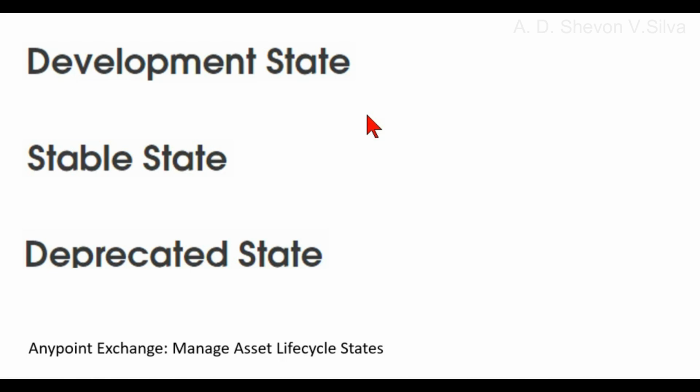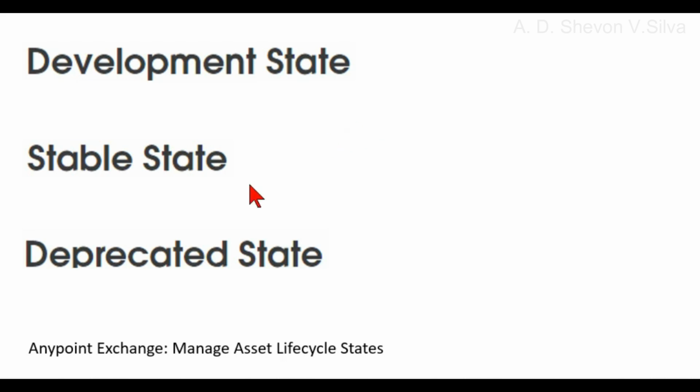The public portal does not show the asset version in the development state. Anypoint Platform products other than Exchange, such as Anypoint Flow Designer, Anypoint Studio, or Anypoint Data Graph, do not consume asset versions in the development state.